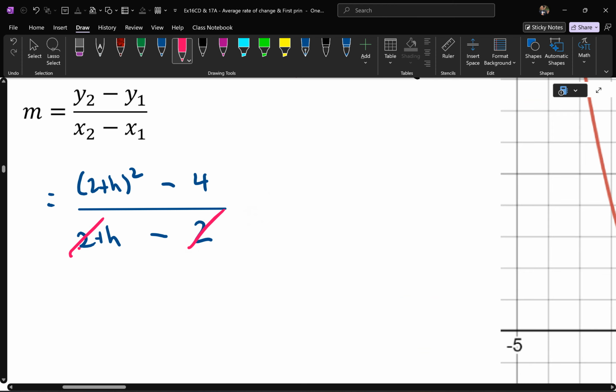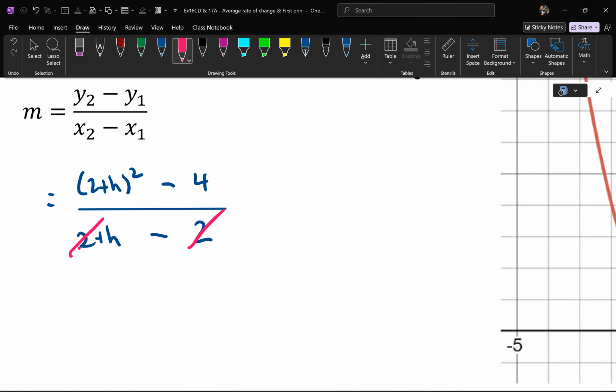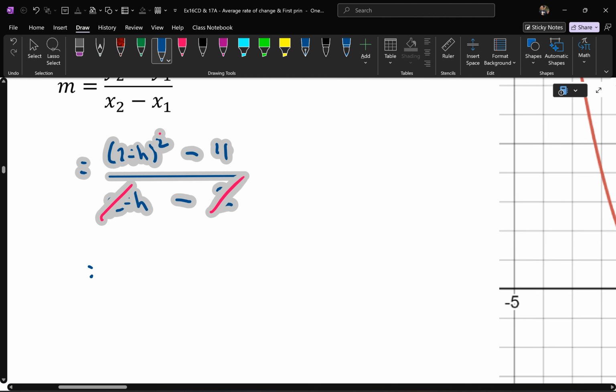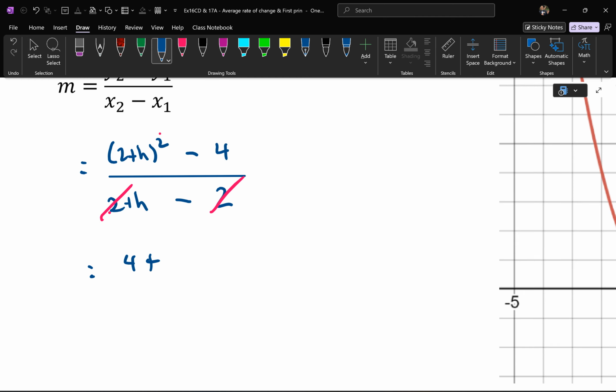Now we can actually work this one out. Let's expand the equation. You learnt from the start of this year, what's the quick way of expanding 2 plus h squared? What does that give you? 4, yes. So square the first, remember the rule, a squared plus 2ab plus b squared. You get 4 plus 4h plus h squared minus 4.